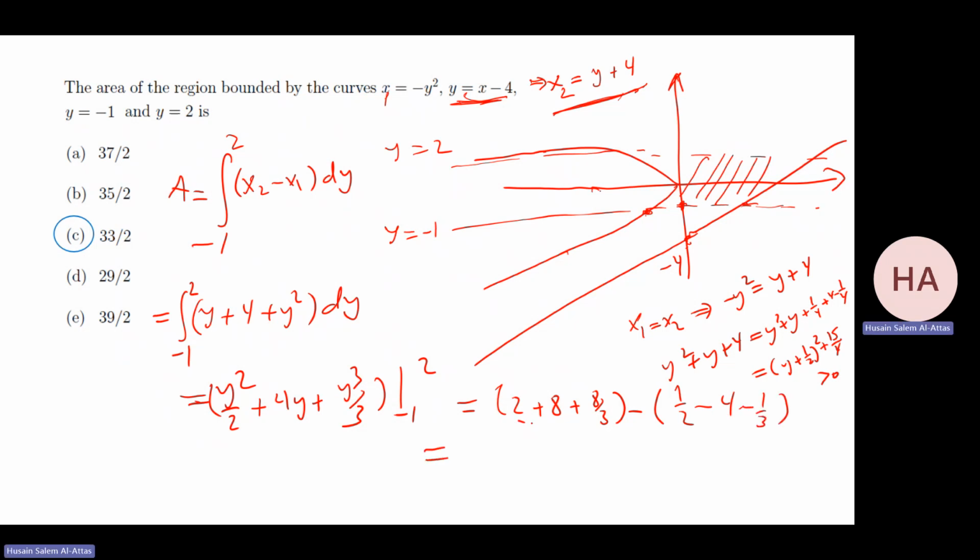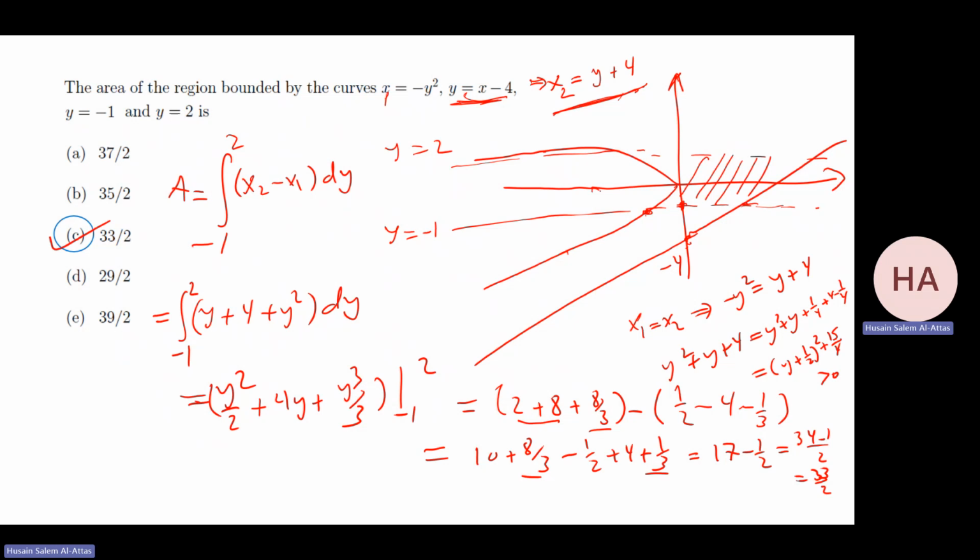So I have 10 minus 8 over 3, minus half plus 4 plus 1 over 3. That is 3 plus 7, 3 plus 4 is 7, times 10, 17 minus half, which is 34 minus 1 over 2, which is 33 over 2. Sorry about the calculation.